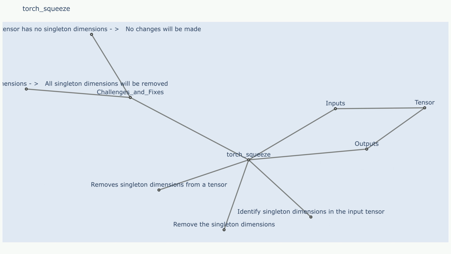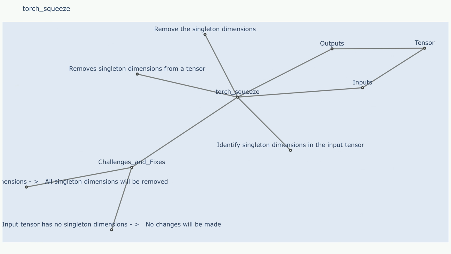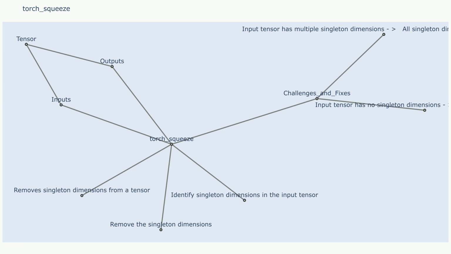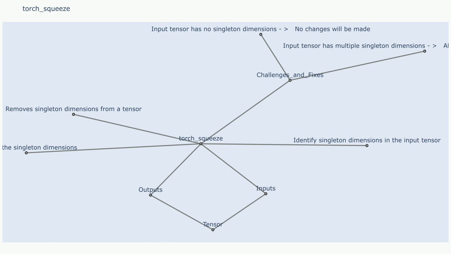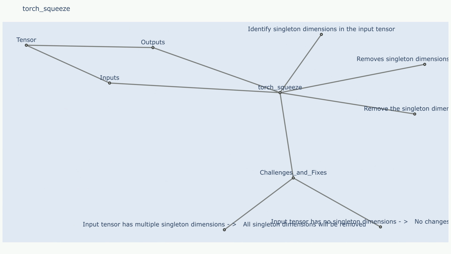Challenge 2. Removing a dimension that does not exist. Sample use case that resulted in challenge 2: trying to remove the fourth dimension of a tensor with shape 2, 3 using torch.squeeze(input, 3). Fixes to challenge 2. The dim argument in torch.squeeze specifies the dimension to remove. If the specified dimension does not exist, no dimension is removed. Ensure that the provided dim argument corresponds to an existing dimension in the tensor.